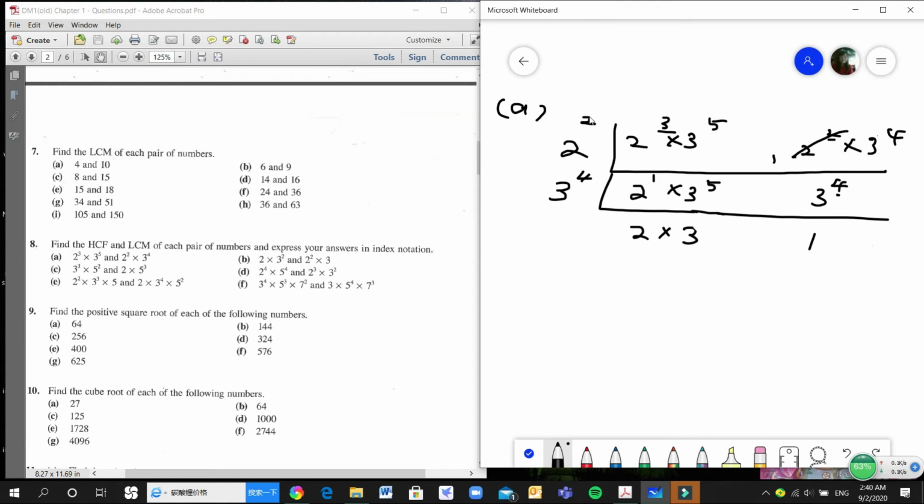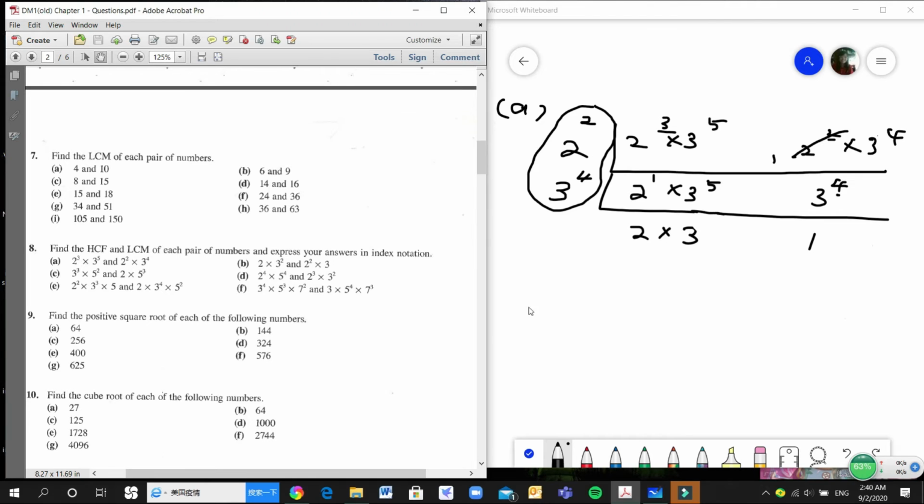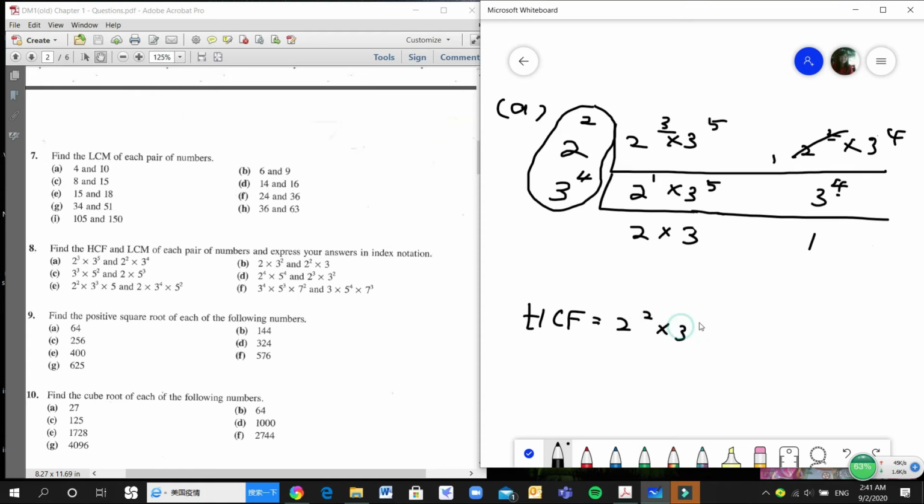So that means this one will be your HCF. So I can write down HCF is equal to 2 power of 2 times 3 power of 4. That's it. Because they want the answer in index notation, you can just leave it like this.